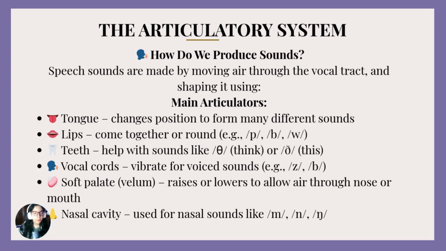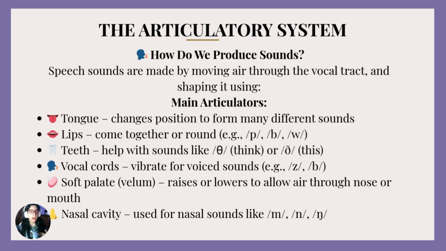Okay, so now we're going to talk a little bit about the articulatory system. The articulatory system is basically how we produce sounds when we speak. Speech sounds are made by moving air through the vocal tract, and we have at least five main articulators.